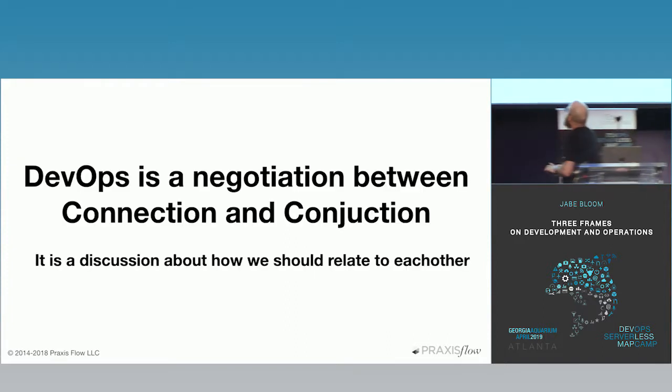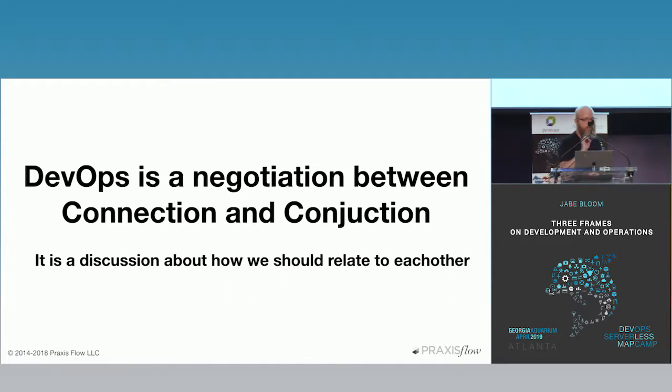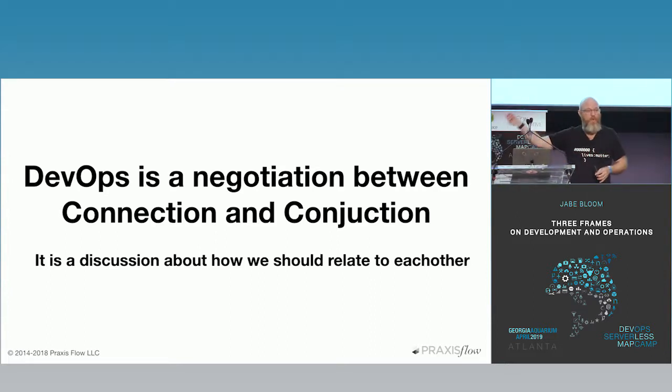So, DevOps is a negotiation between connection and conjunction, yes? It is a discussion about how we should relate to each other. I'm not saying one is better than the other. I'm just saying you need to understand that these are two different types of relationships that you're trying to negotiate.